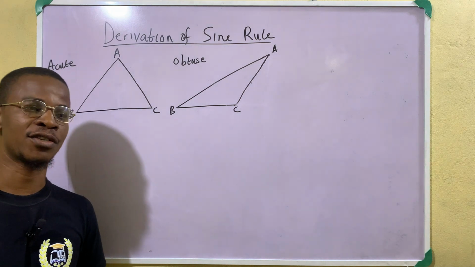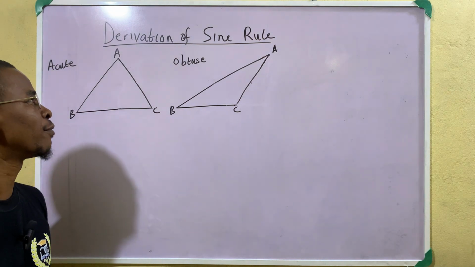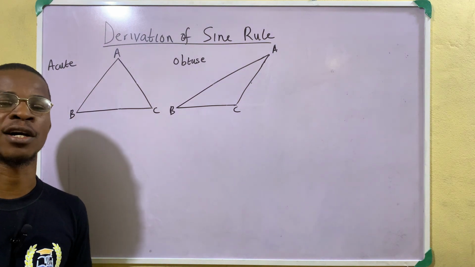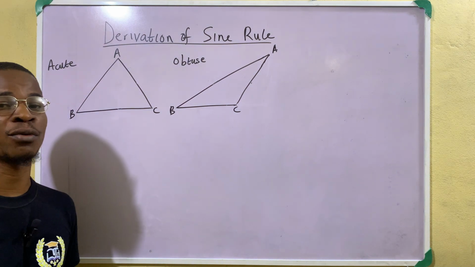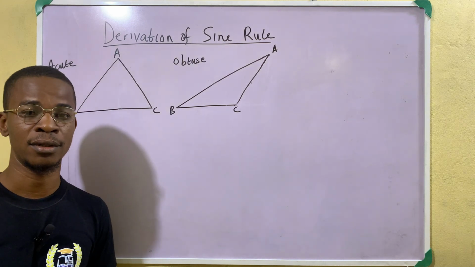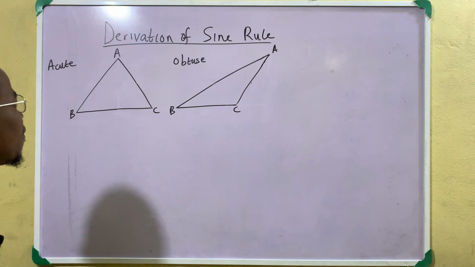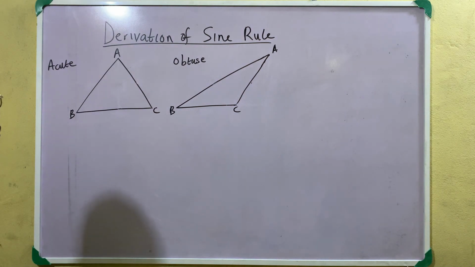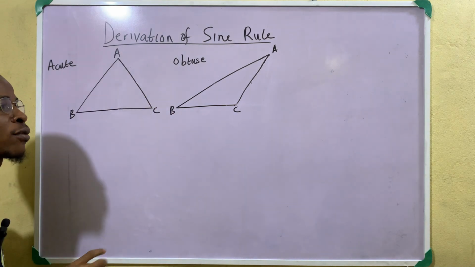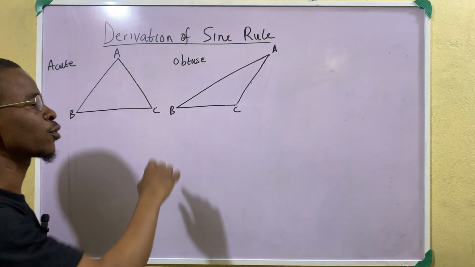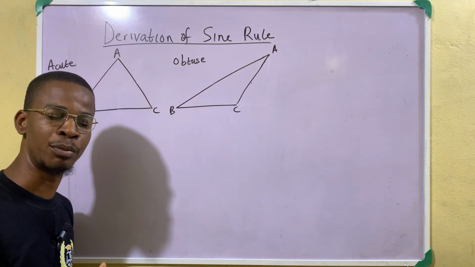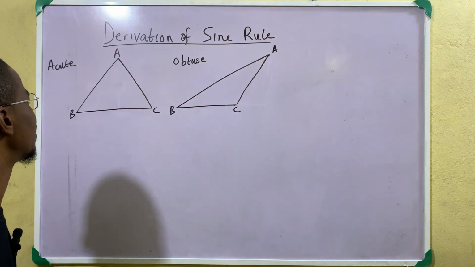The sine rule is a trigonometric relationship between the angles and sides of a triangle. Please take note, for the sine rule, the triangles we are talking about are those that are not right angle triangles. For the derivation of this sine rule, we're going to use an acute triangle and an obtuse triangle. Acute: all angles are below 90 degrees. Obtuse contains an angle above 90 degrees but below 180 degrees.